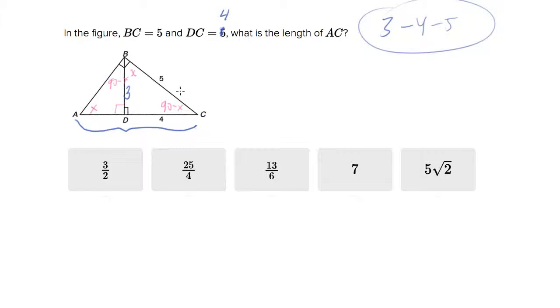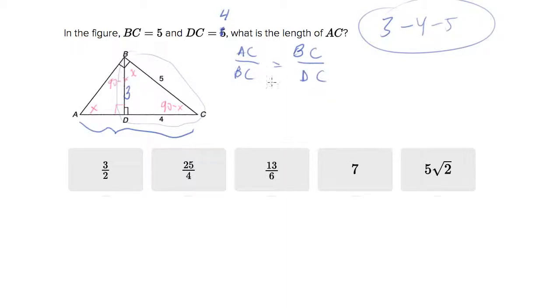So you can say the ratio of the long side, let's call it the hypotenuse, of the big triangle, which is AC, to the second longest side, which is BC, should be equal to the ratio of the long side to the second longest side on the triangle on the right half. That would be BC over the second longest side, which is DC.